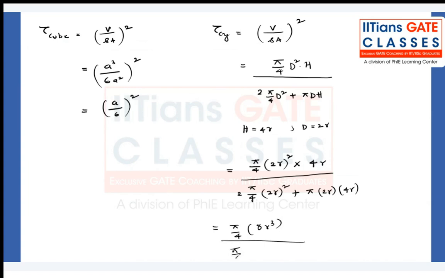Similarly, here also, if you take π/4 out, such that 2 into 2r square plus 2 into 2r square plus, now π/4 goes, then it is going to be 4 into 2r into 4r. So 8r square I'll write. Clear, everybody? Now π/4 will get cancelled. What are the remaining terms? 8r³.